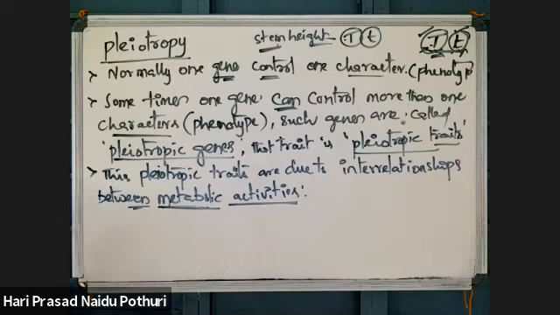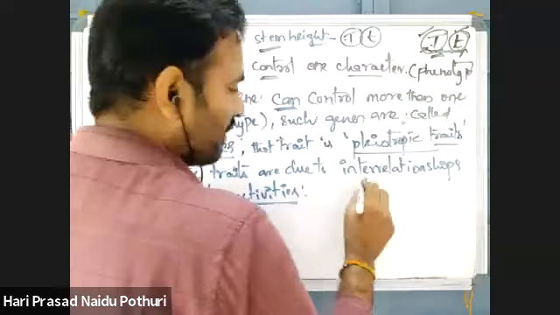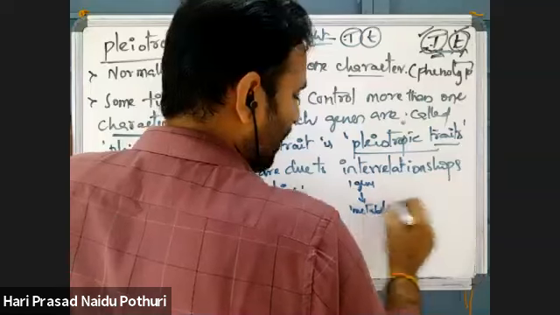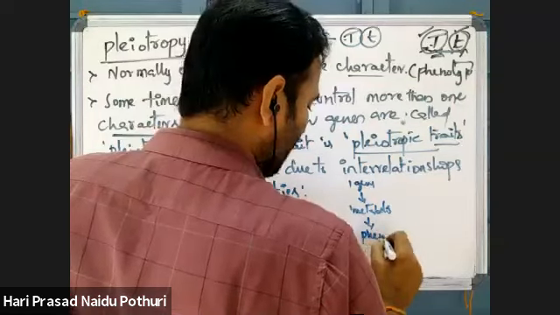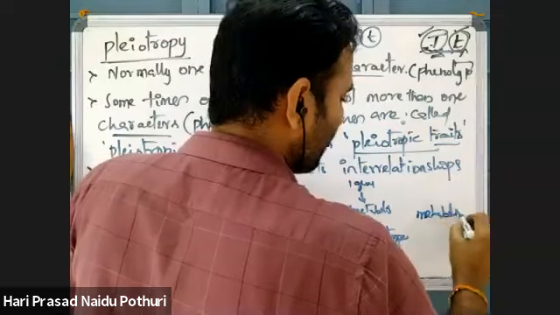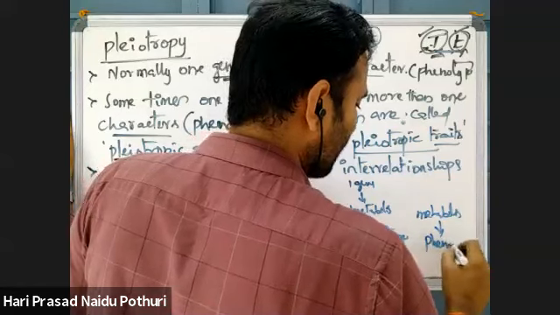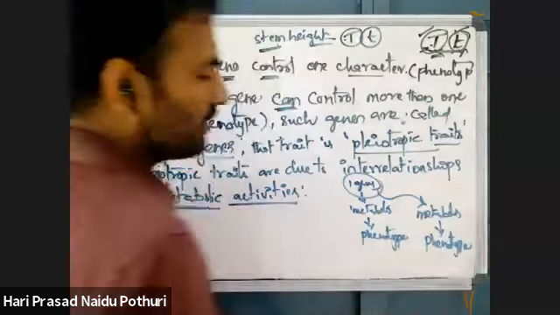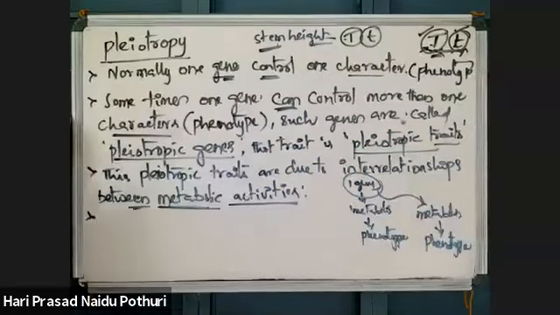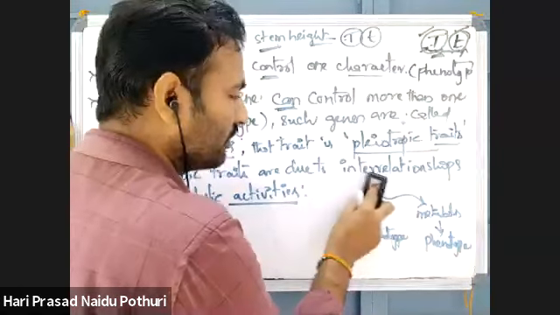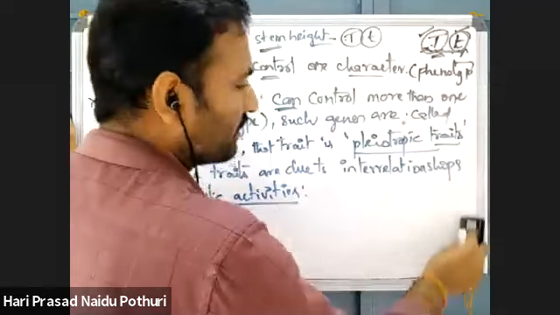Here, this results in different phenotypes. Suppose one gene is responsible for controlling one metabolism. This metabolism will give one phenotype. Suppose another metabolism is there, that another metabolism gives another phenotype. If this gene is interrelated to this metabolic activity also, if the gene is related to that metabolic activity, then both phenotypes will be expressed.